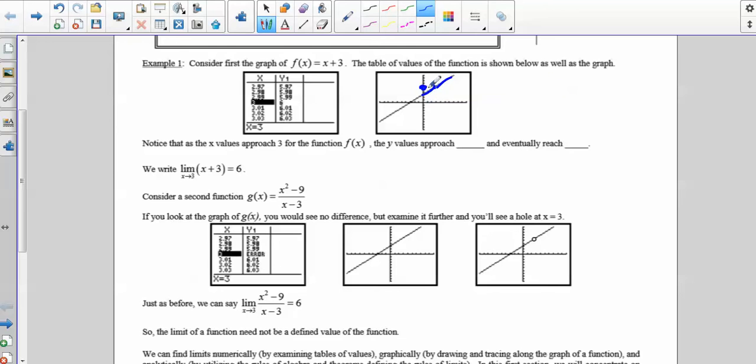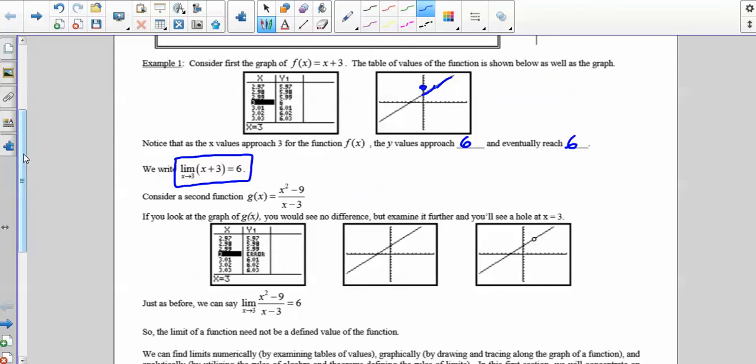It's a little hard to read that value from the graph, but we can see it from the table of values as well. Over here, my x values are getting closer and closer to 3, both from below 3 and from above 3. And as that happens, my y values are getting closer and closer to 6. So we can say that as the x values approach 3 for the function f of x, the y values approach 6, and they actually reach 6. And this is how we would write that in limit notation. We would write the limit of x plus 3 as x approaches 3 equals 6.